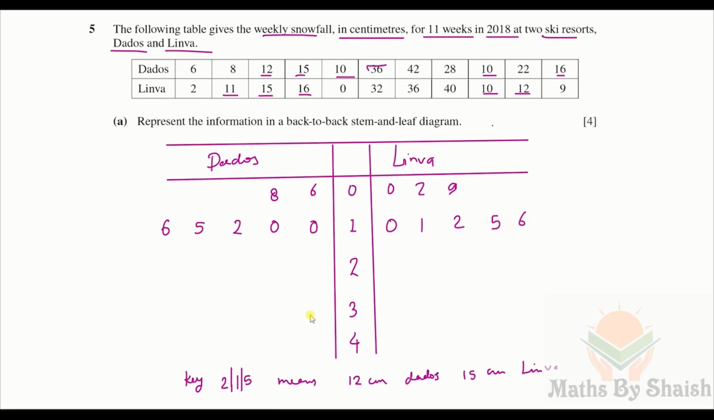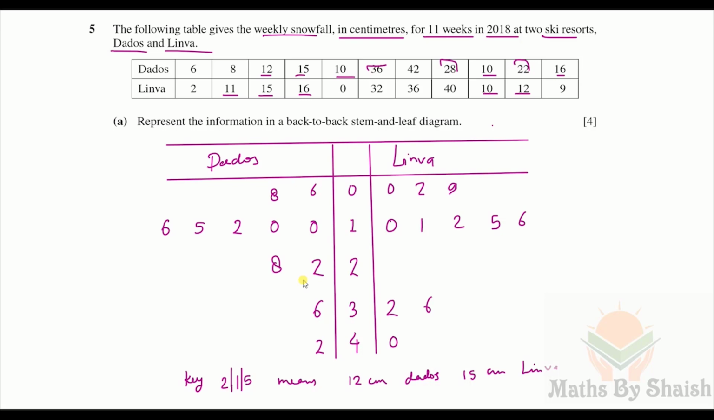In the 20s for Dados it is 28 and 22, so 2 and 8. In the 30s, Linwa has no number in the 20s. For Dados in the 30s it is 36 and 36 only, and here it is 32 and 36, so 2 and 6. In the 40s it is 42 for Dados, so 2, and in Linwa it is 40, so 0. So that's the back-to-back stem and leaf diagram.